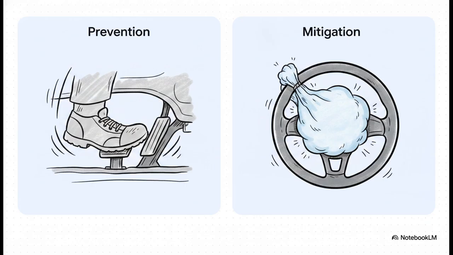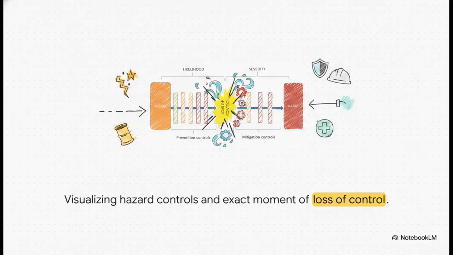Prevention controls are proactive. They're designed to stop an event from ever happening in the first place by reducing the likelihood of harm. Mitigation controls, on the flip side, are reactive. They acknowledge that prevention sometimes fails, and they're designed to reduce the severity of the harm when things go wrong. It's kind of like this. Prevention is the brakes on your car, and mitigation is the airbag. And this beautifully illustrates the point.